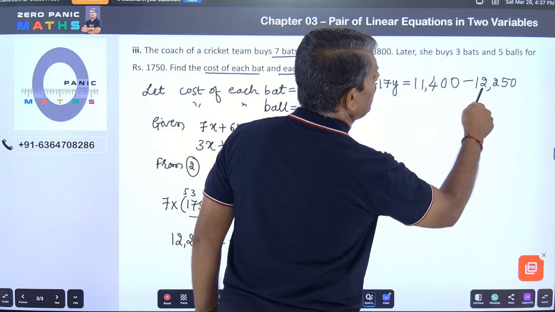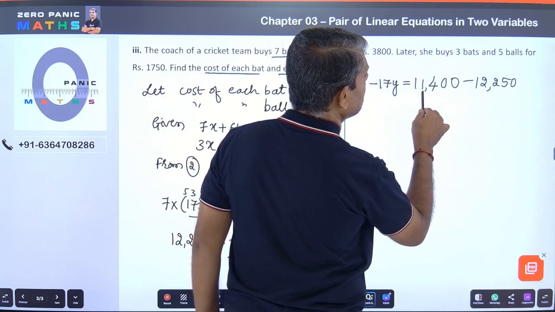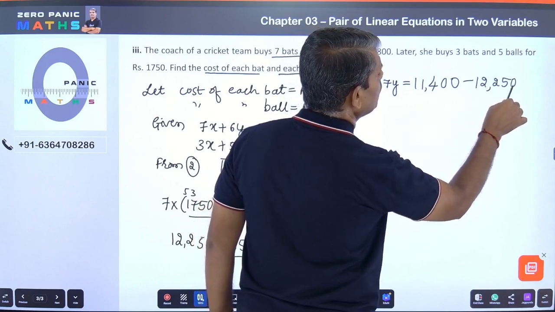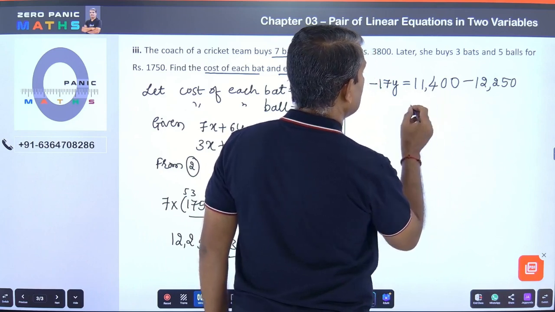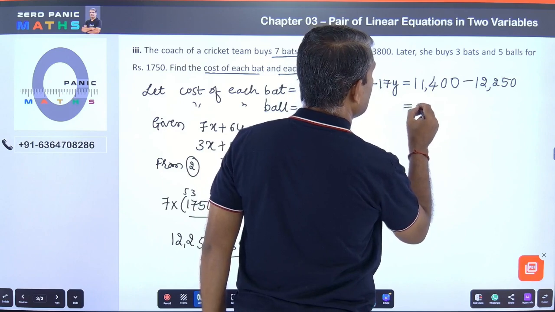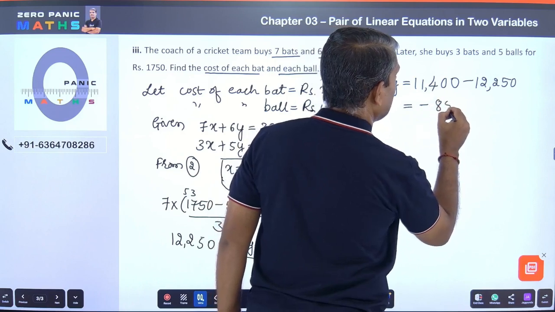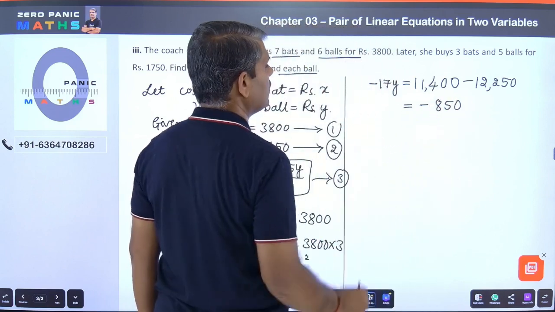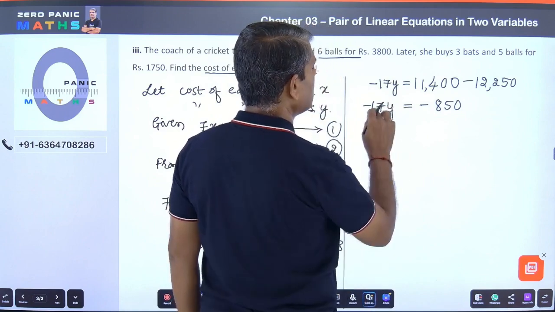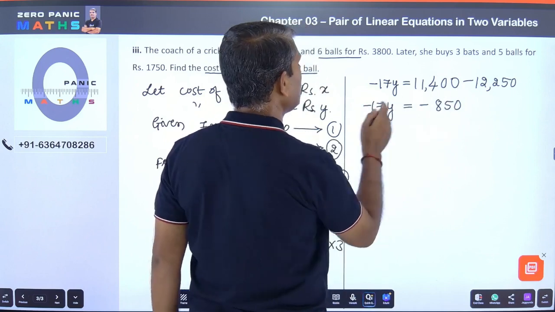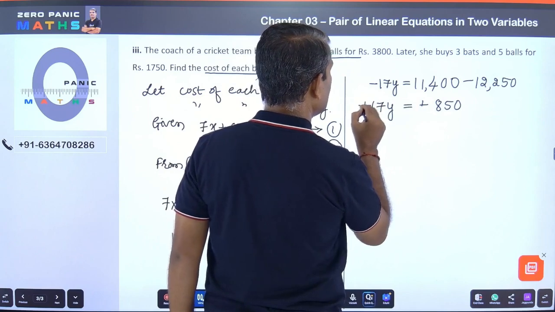From 12,000, first you subtract 11,000, it remains with 1,250. From 1,250 you again subtract 400. So what remains, because it is a smaller number, is 850, but with a negative sign. So I can say minus 17y is equal to minus 850. So the minus signs from both sides I can easily cancel.